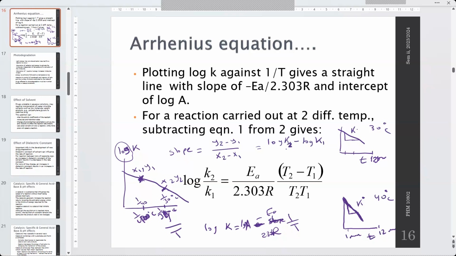In other words, you can write it as log k2 divided by k1. It is the same. Divided by x2, which is 1 over temperature 2 minus 1 over temperature 1, right? So this is equal to the slope. What is the slope? The slope is activation energy divided by 2.303 times R.